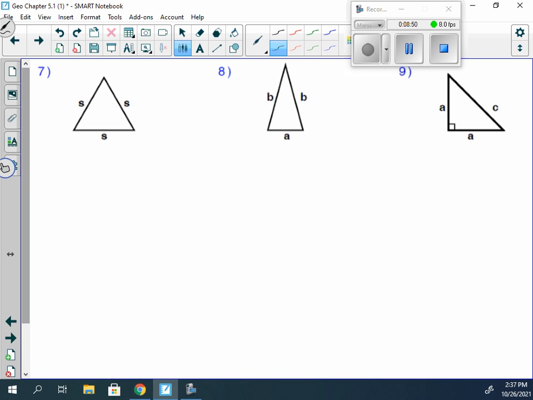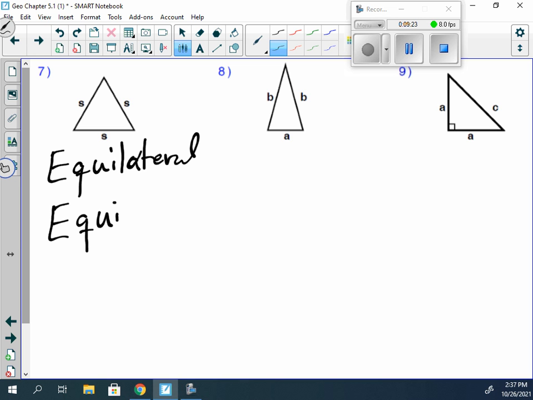So let's look at the next one. So that might answer your question. If we look at this here, what can we say for certain? Equilateral, because all three side lengths are the same. It would be acute. Equiangular? Yes. I will take acute, but it is also equiangular.